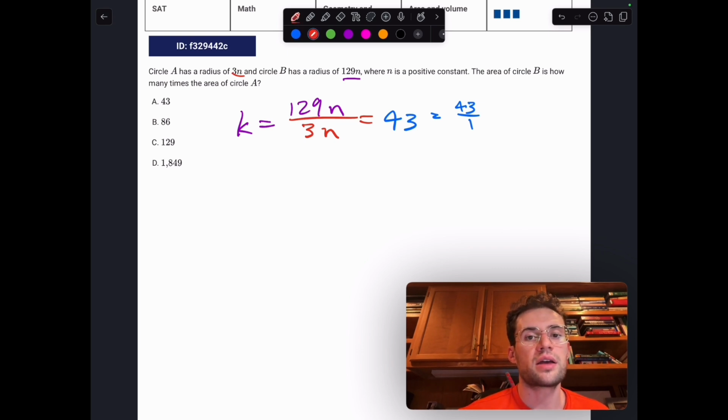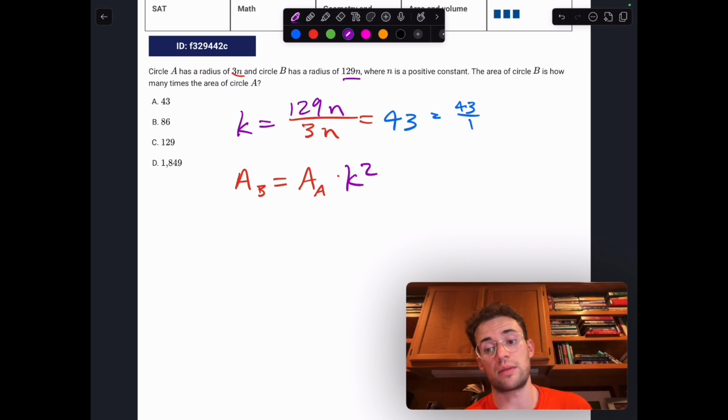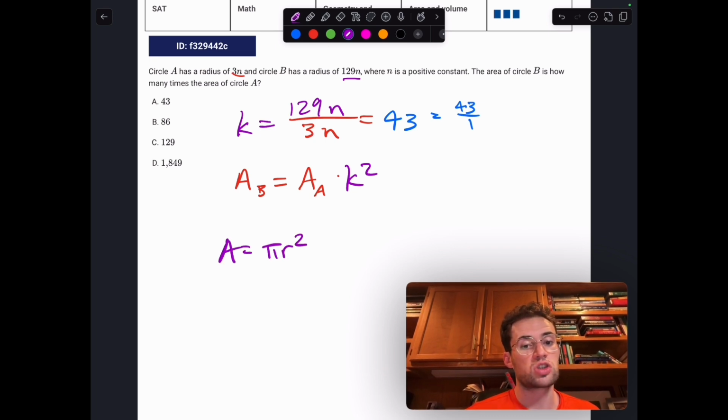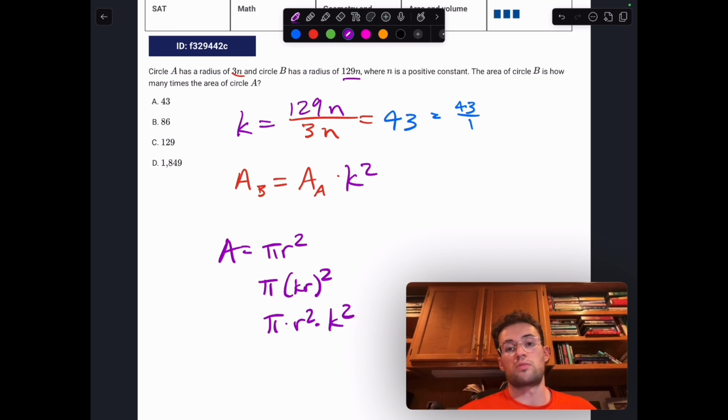Now for area, the area of B is going to be equal to the area of A times K squared. Right, because basically if the radius is 43 times longer, then when you multiply it by radius squared, because the area of a circle is equal to pi times radius squared, then you're squaring that K value twice. So it's like pi times KR squared is equal to pi times radius squared times K squared. Okay, or you could just remember that for area, you have to multiply it by the scale factor squared.